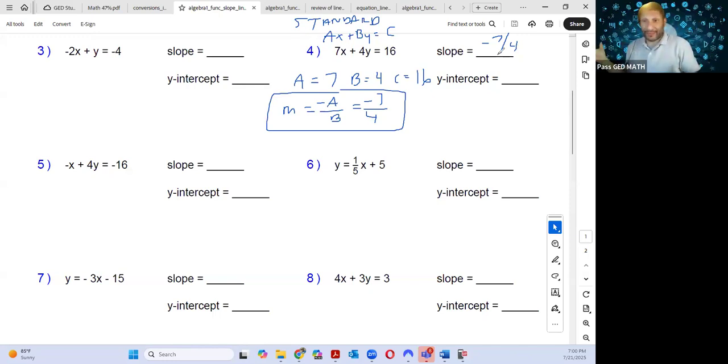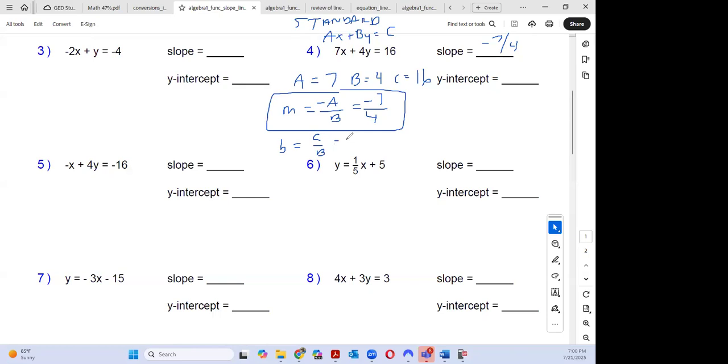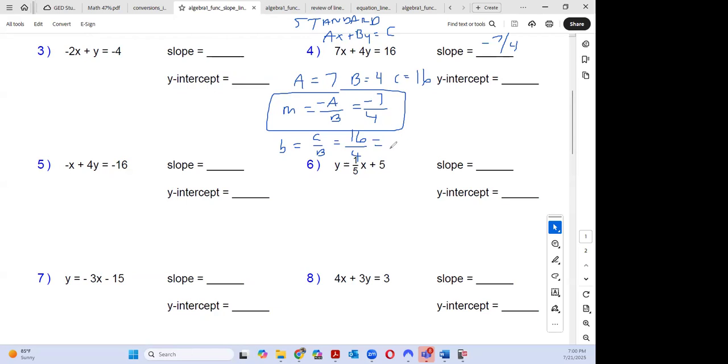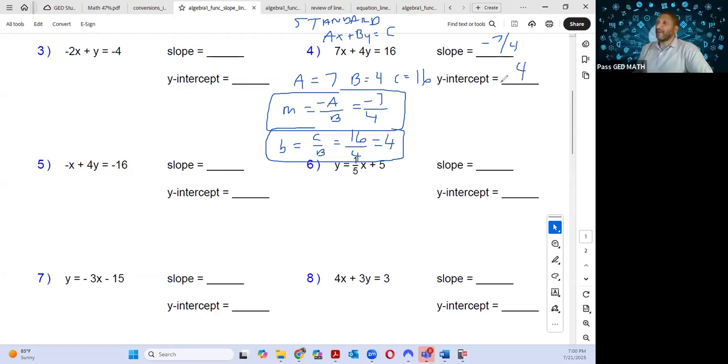That's it. So to find the y-intercept, you do C over B. What's C? 16. B is what? 4. 16 over 4 reduces to what? 4. So my y-intercept is 4. Okay, so the slope of this line is -7/4.